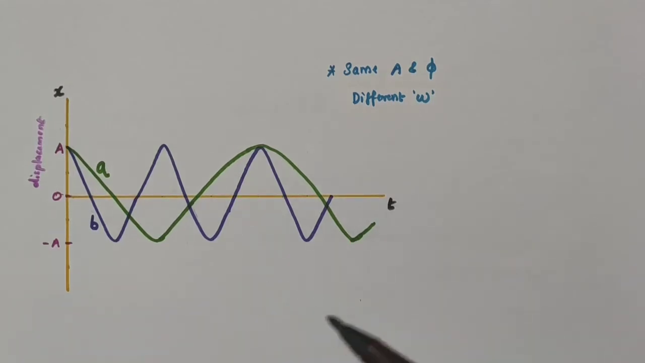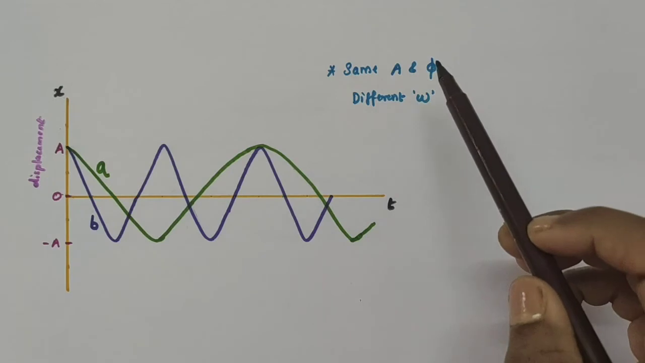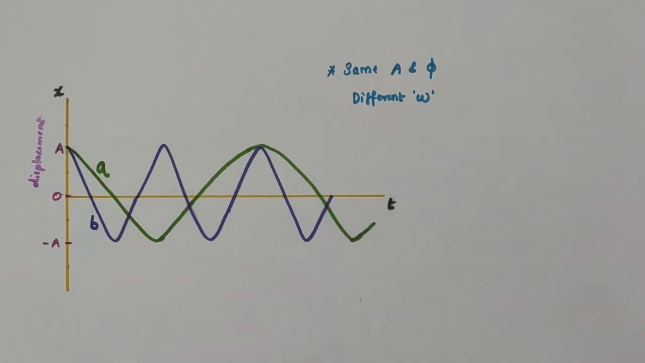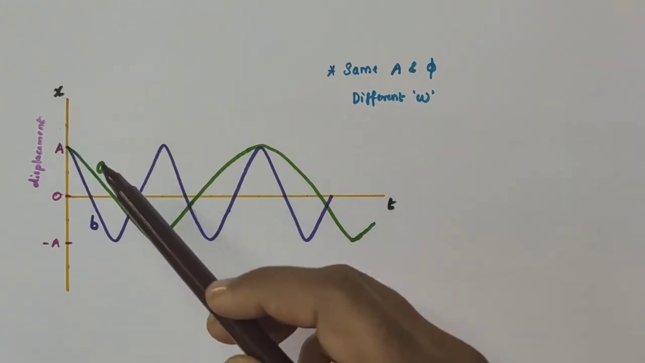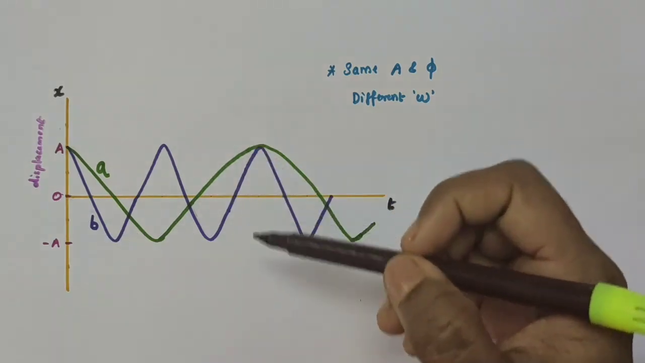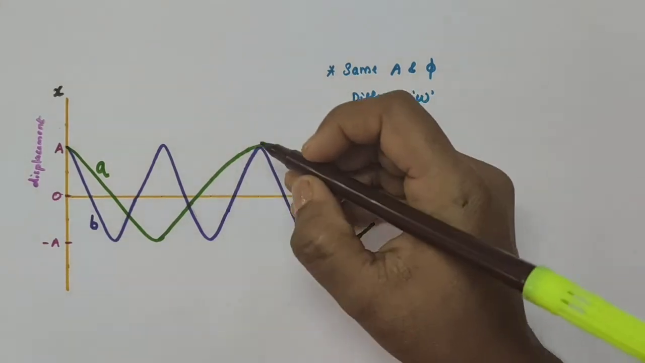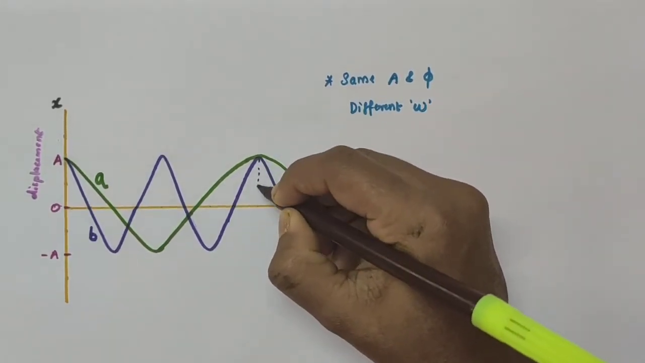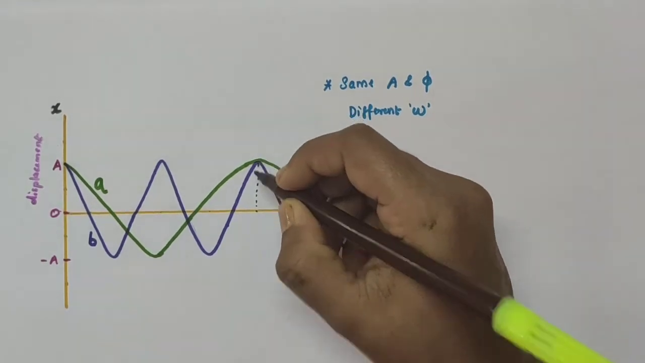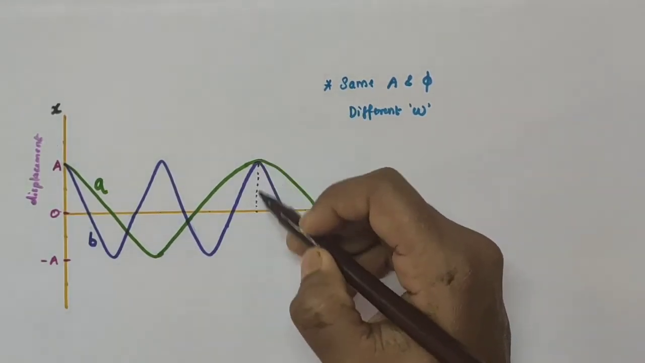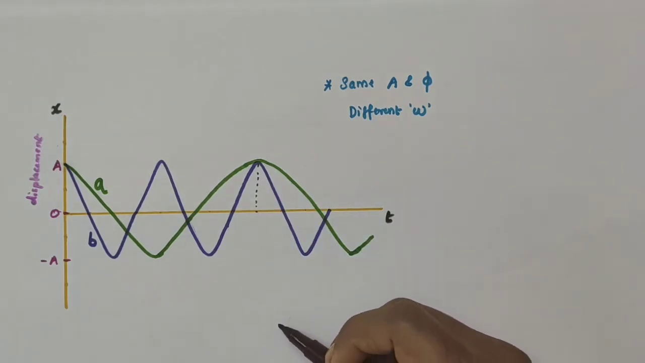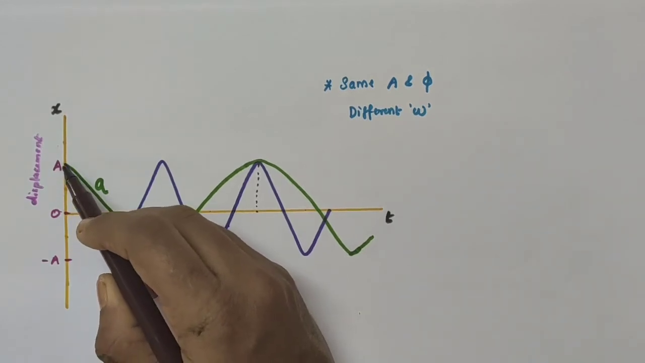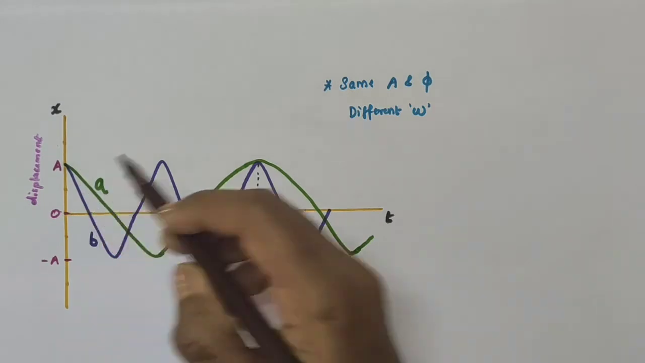Now, two simple harmonic motions may have the same A and phi, same amplitude and phase constant or phase angle phi, but different omega, different angular velocity. Here you can see two curves, A and B. The amplitudes of the two curves are the same. This green colored one is A and this violet colored one is B, and both have the same amplitude. Their amplitude is the maximum displacement from the mean position. Both curves start from their maximum value at t equal to 0, so they have the same phi.